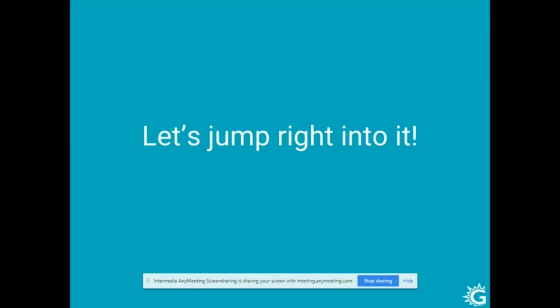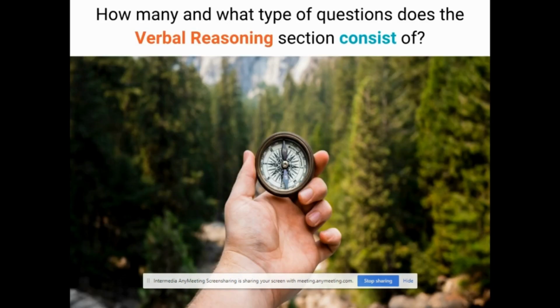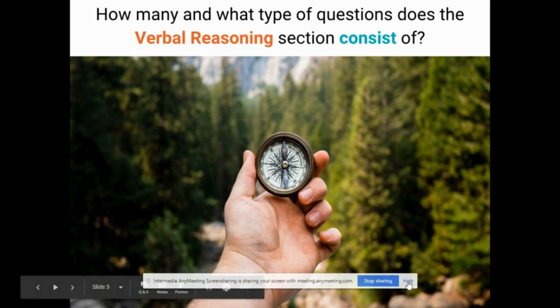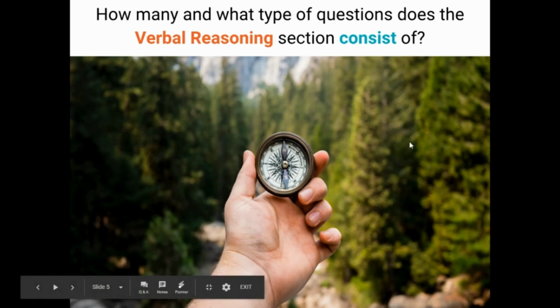So the first question that we have for Anuja today is, how many and what type of questions does the verbal reasoning section consist of? This question was asked by Rashmi, Kehinde, Oliyomi, and Devi Pooja. I'm going to hand over to Anuja now.